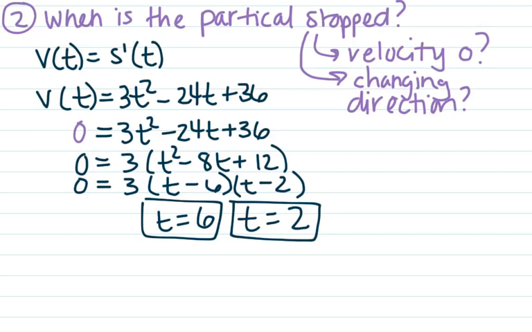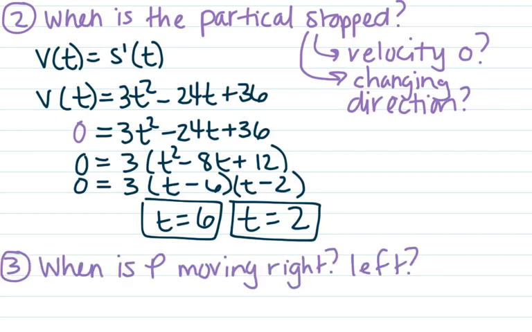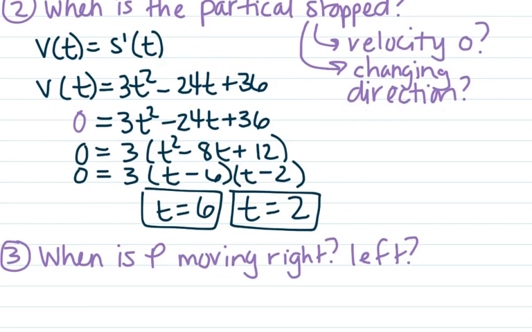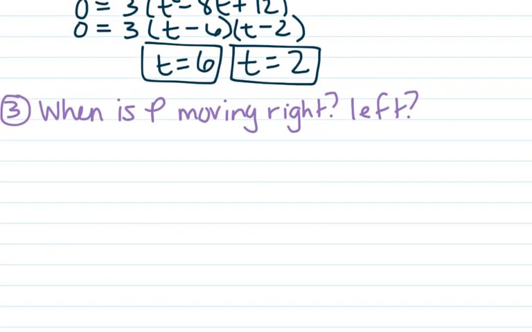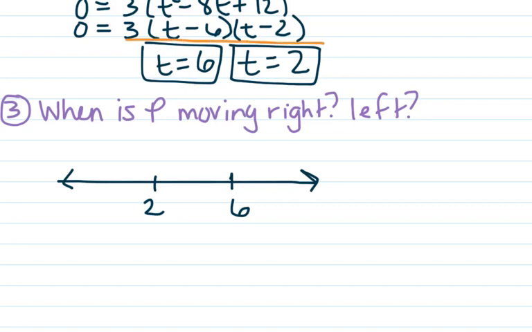Now a follow-up question we could ask is, when is the particle moving left or right? And even if it just asks you this second question, you would still need to do this step to find those places where it's changing direction. So we're going to use that and make a number line. And we're going to be using number lines a lot in this whole unit, so get used to it. So I'm going to use a 2 and a 6. That's where it's changing. And we're going to use this factored form to substitute in some practice values here.